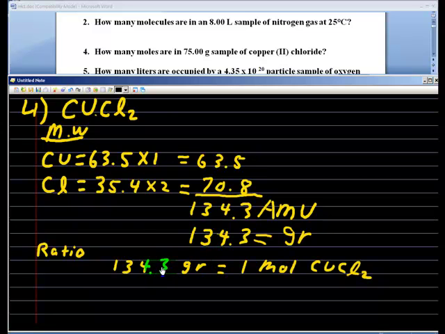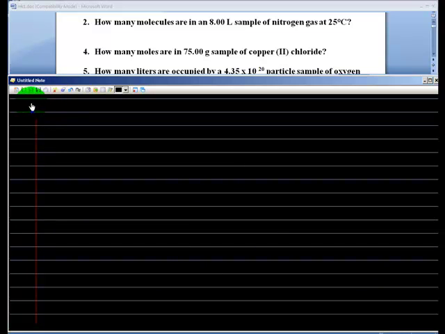But you'll now notice something. Let's go back to the problem. What you'll notice is that the sample is 75 grams. I don't have 134.3. I have 75. So the question is, how many moles is 75 grams of the copper chloride? So that's going to require some more calculation. I'm not going to have enough board space here, so let me dump this and set up our proportions.